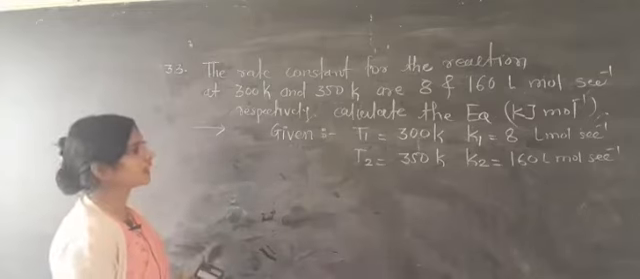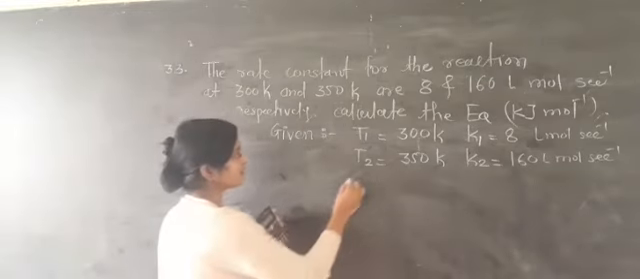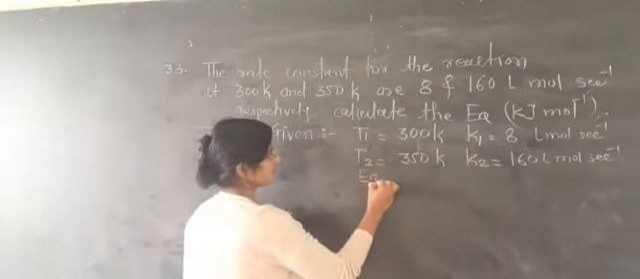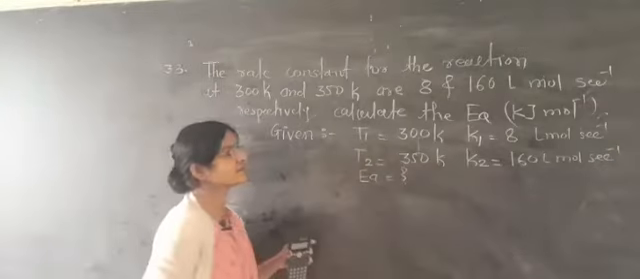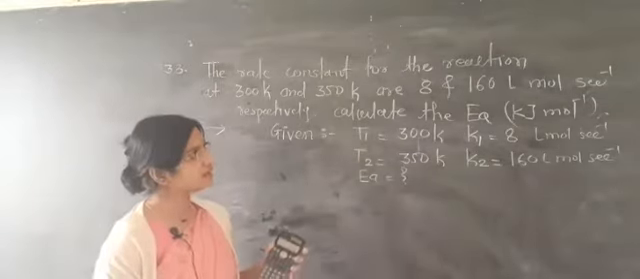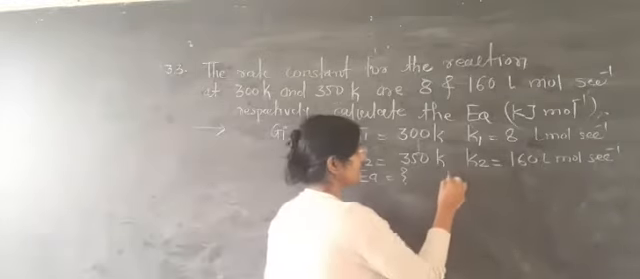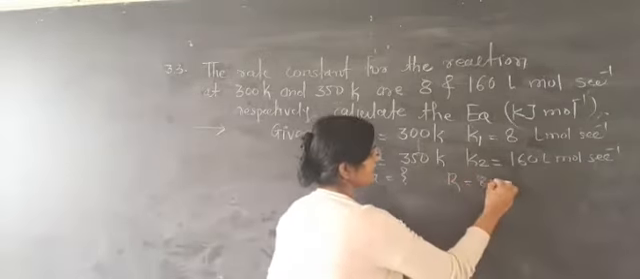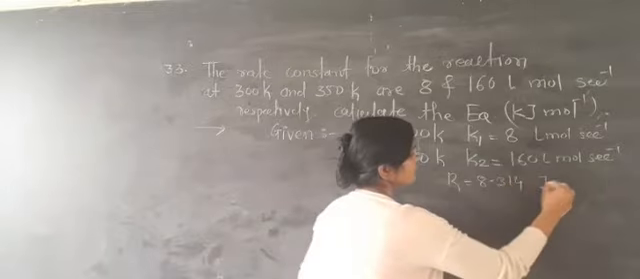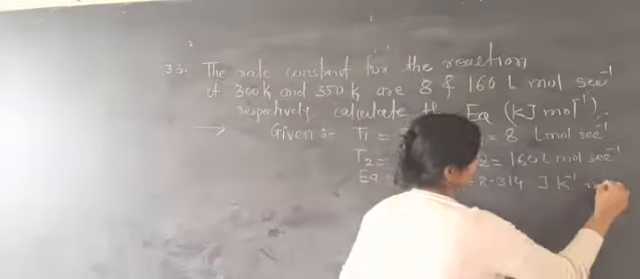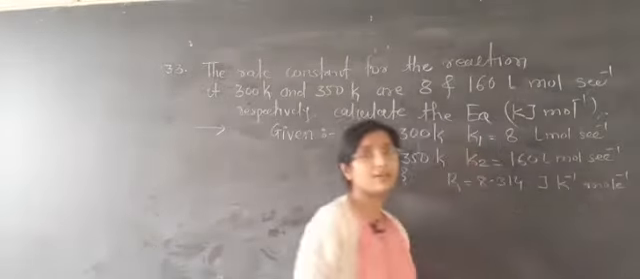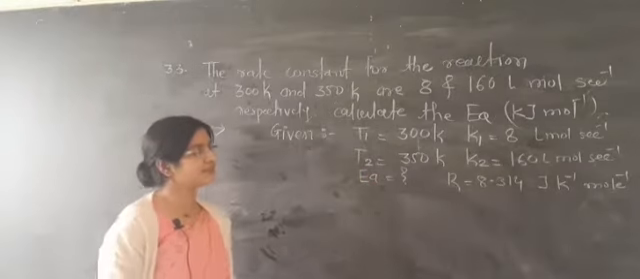Now, what do we want to find? We want to find the activation energy. The unit is also given here: we want it in kilojoule per mole. And friends, R is given, that is 8.314 joule per Kelvin per mole. This is the value of R which is given.